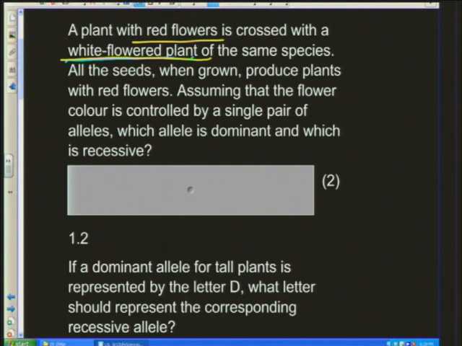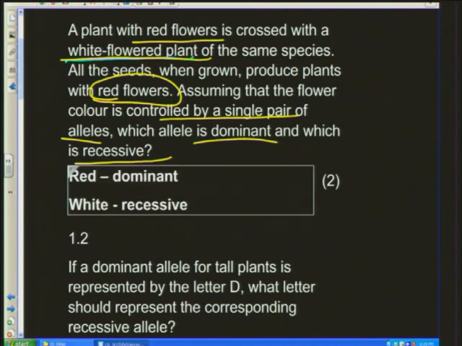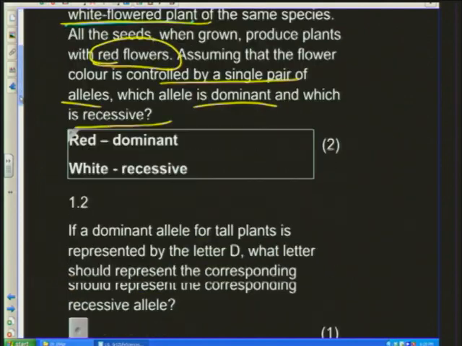All the seeds, when grown, produce plants with red flowers. Assuming that the flower color is controlled by a single pair of alleles, which allele is dominant and which is recessive? Now we're testing your knowledge on whether you know what is dominant and recessive. If red was mated with white and all were red, what does it tell you? Which is the stronger one? Obvious, it's going to be red. Red is dominant and white is recessive.